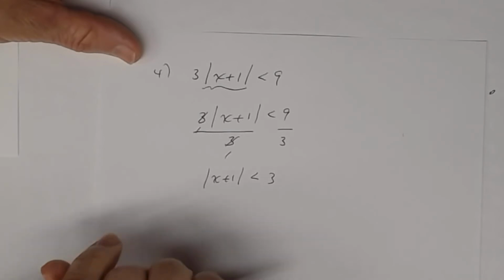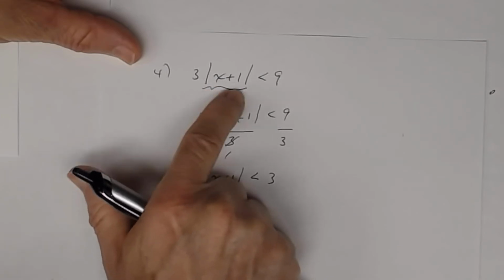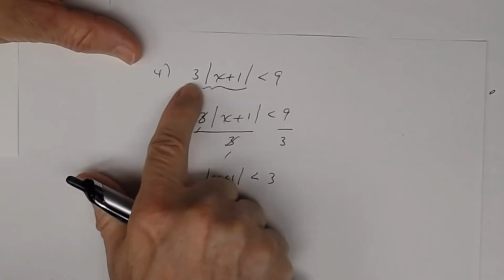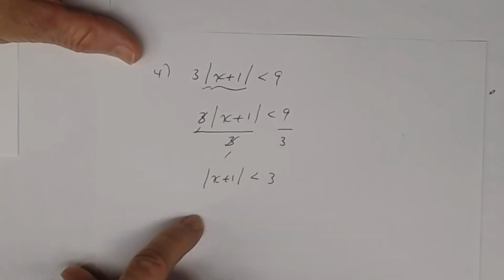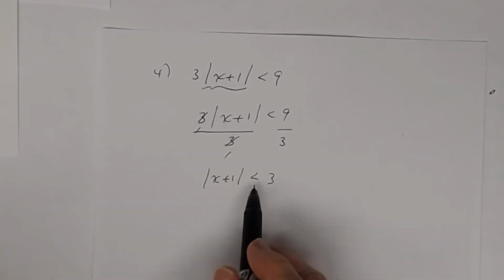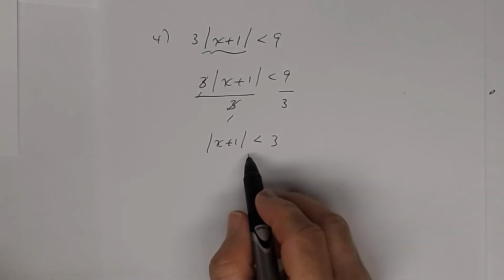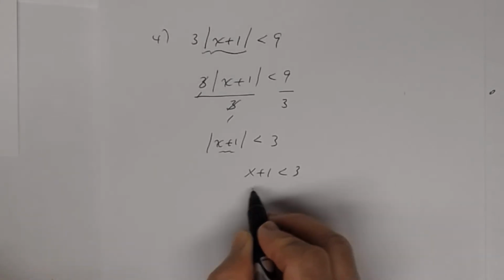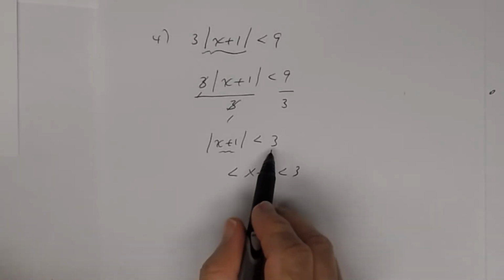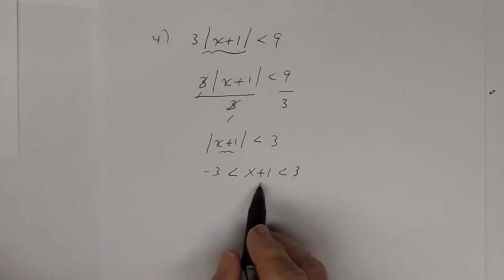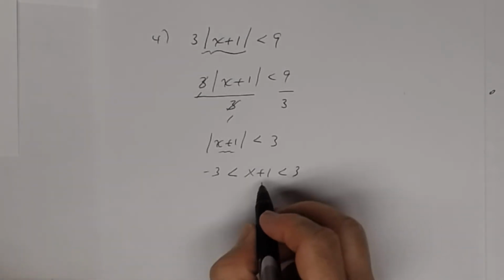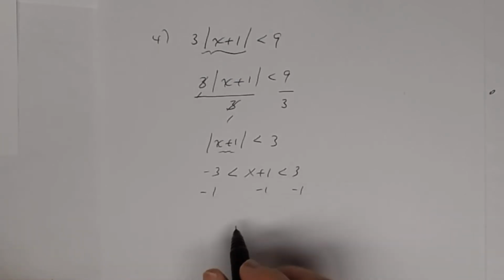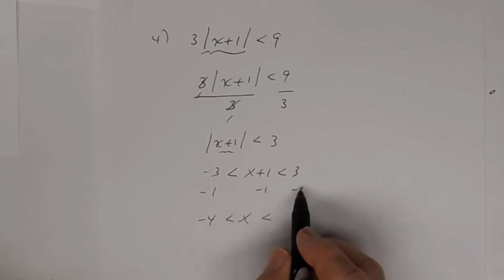So always get the absolute value expression by itself first. So you can divide both sides by 3 in this case. And now, since this is an absolute value less than, you're going to write it as a compound statement. So you're going to say x plus 1 is less than 3, and at the same time, it has to be greater than what? The opposite, negative 3. And then you just get x by itself, and you're done. So you're going to subtract 1 from all parts. Negative 3 minus 1 is negative 4. It's less than x, which is less than 3 minus 1, which is 2.